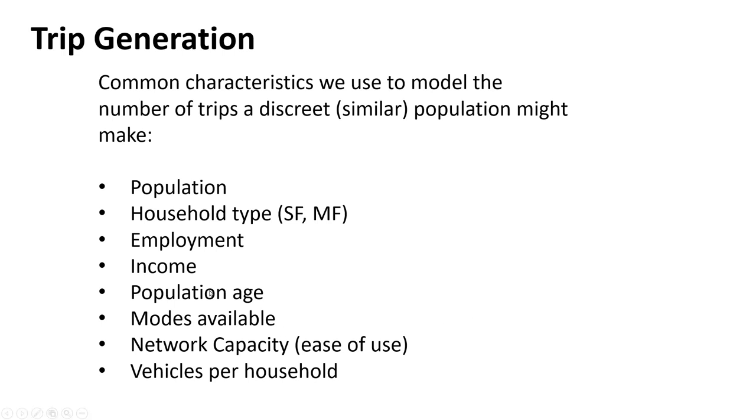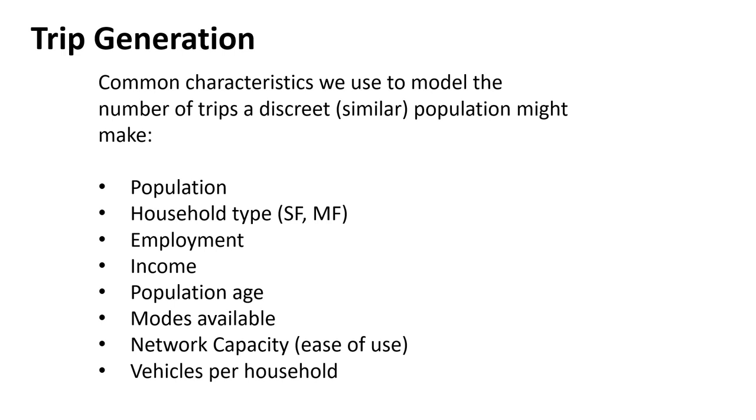Income makes a little bit of a difference in how many trips people take, and so does how old people are. If you're in your 30s and you've got kids in school, you make a lot of trips. You're driving people all over the place, versus maybe someone who's in their 70s, who probably makes fewer trips. Modes available: traditionally we'll look at vehicle travel, so you're in your car, but if you have really good mass transit available, you're more likely to use that.